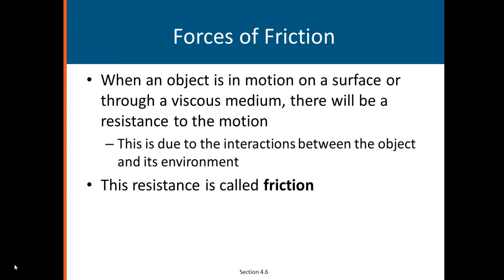So when an object is in motion on a surface or through a viscous medium, so honestly it doesn't have to be viscous by any standard, as long as it's in some kind of medium, there will be some resistance to the motion. So friction is really just a resistance to motion. And it's just due to the interactions between the object and the environment. So the resistance to motion is friction.